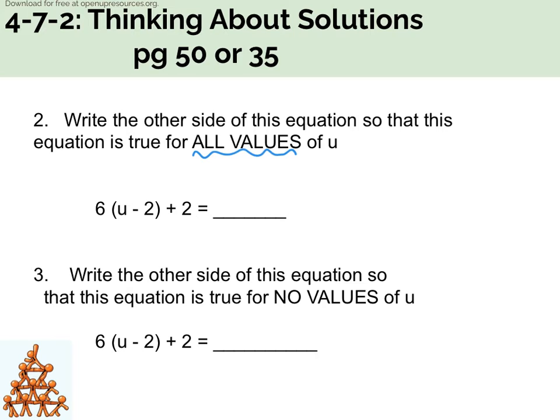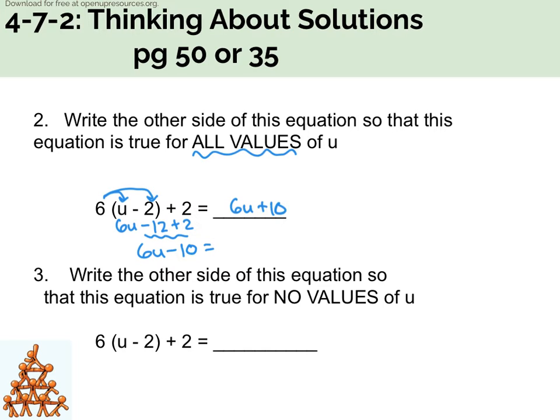All right, so I want to make both sides equal. And so there's a couple of things we can do. Let's do 6 times u is 6u. 6 times negative 2 is negative 12. And then plus 2. Let's add negative 12 and 2 together. So we have 6u, and this equals negative 10. So remember, if it's true for all values, I want to make it so that both sides are equal. So in that blank, I need to put 6u plus 10. Do both sides equal? Absolutely. So now it's going to be true for all values.